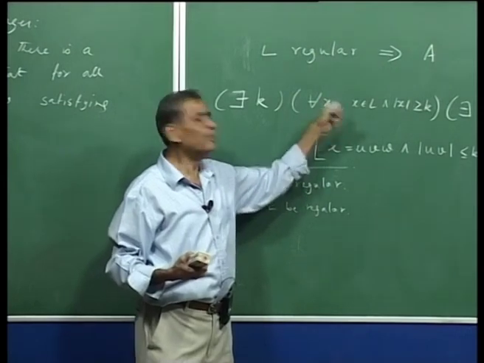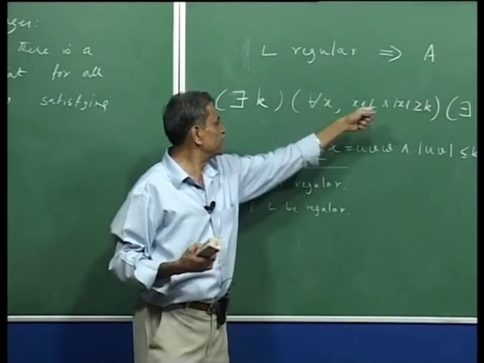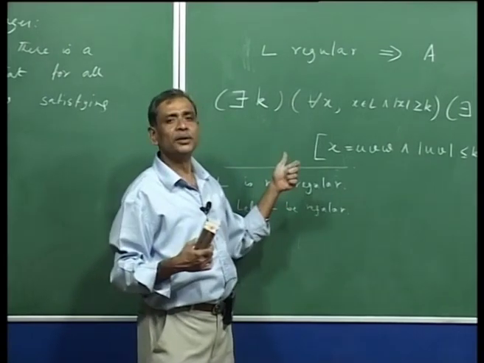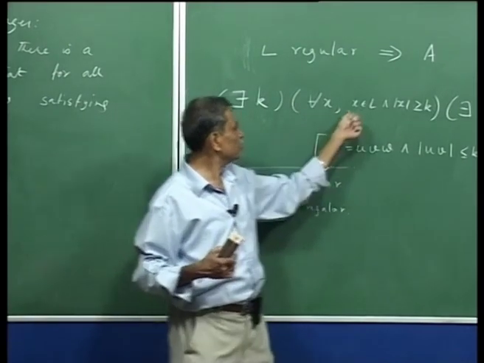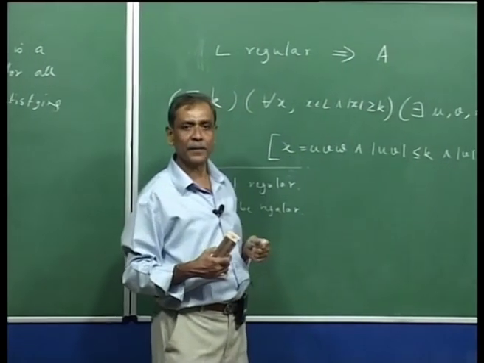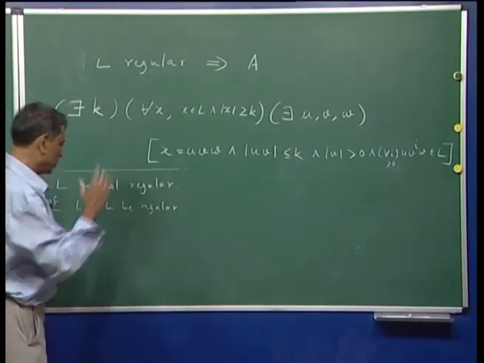You will take some language, because this part is saying for all x. Therefore, we have complete freedom to choose any x, so long as x is in the language and its length is greater than or equal to k. Right?